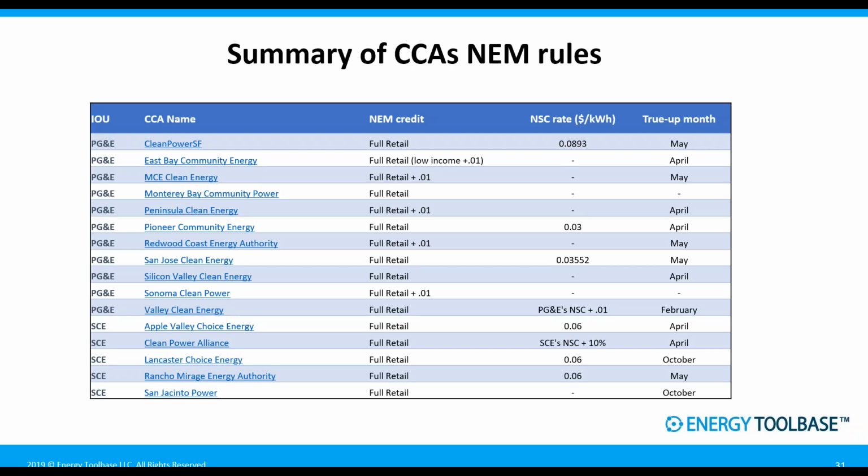Net metering credits, this is the value of exported energy. You'll notice they're all at least full retail, and some of them give you an extra penny on top of full retail. To the right of that, you'll see net surplus compensation rate. Another way of saying this is the wholesale energy rate, and this is what is paid out if you're a net surplus generator at the end of the true-up period. And to the right of that is noting the true-up month. So when are these truing up?